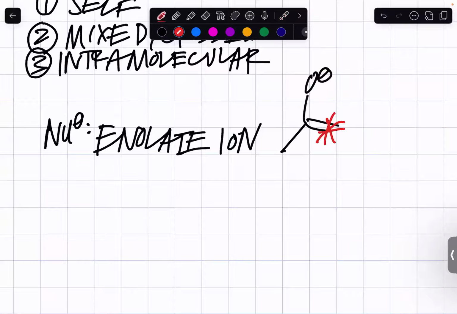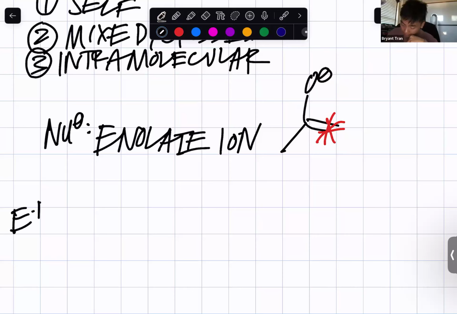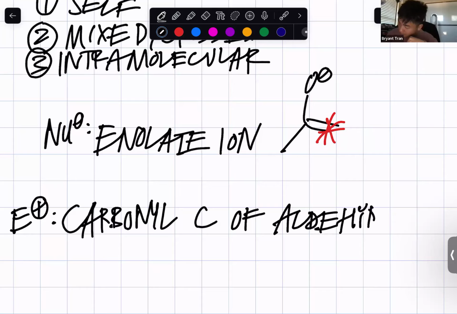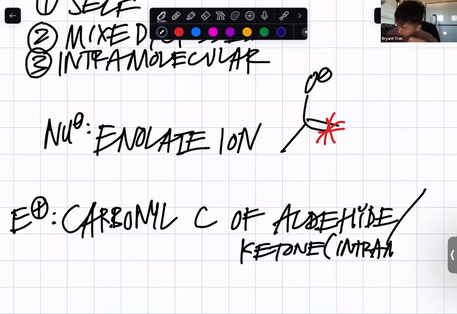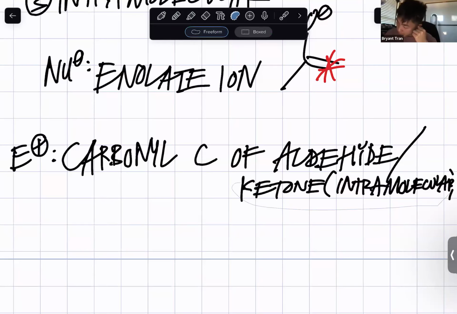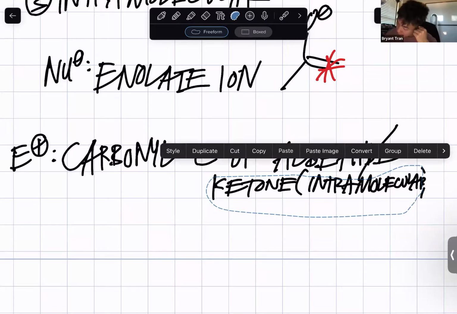The electrophile for aldol condensation is going to be the carbonyl carbon of an aldehyde, or it could be a ketone if you do it intramolecularly. Now this is going to talk about what's more reactive, a ketone or an aldehyde, like what carbonyl carbon has a bigger positive charge.